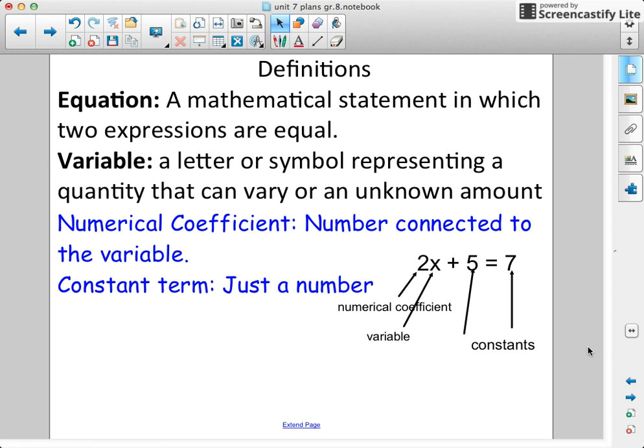So Math with McComish today, we're going to be looking at solving linear equations with another kind of model. But just a quick review, an equation is a mathematical statement in which two expressions are equal, or two sides. The variable is a letter or symbol representing a quantity that is unknown or varies at times. Okay, so in our example here, 2x is the variable, plus 5 is a constant, equals 7, which is another constant, or just numbers. The numerical coefficient is the number in front of the variable.